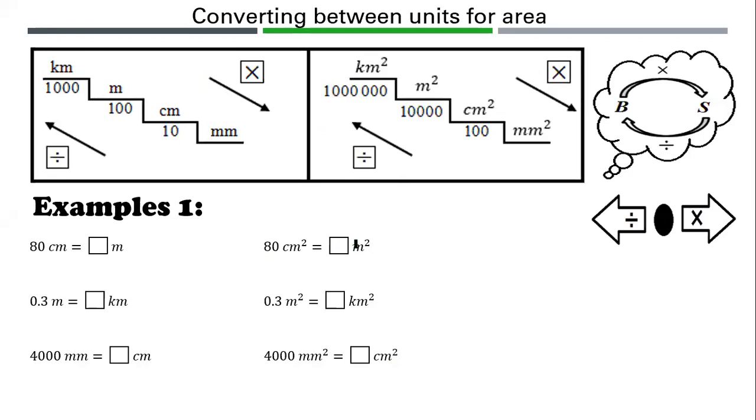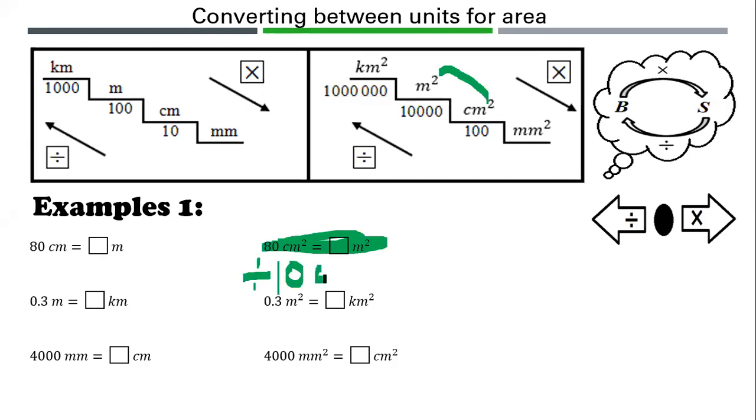80 centimeters squared into meters squared. From centimeter, you're going up into meter. What are you going to do? Divide by 10,000. Excellent. Why did you choose to divide, Zena? Because we're going up. Excellent job.